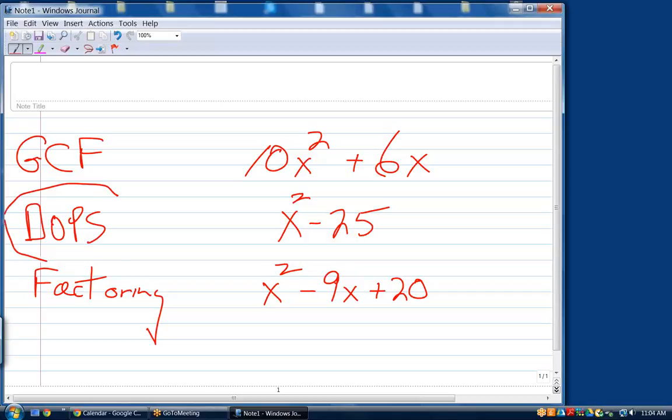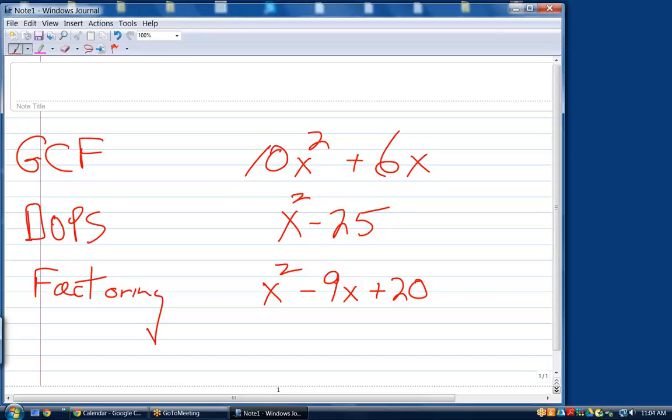is DOPS. What does DOPS stand for? Difference of what? Difference of perfect squares. Okay, in other words, why is this the difference of perfect squares? Well, because that's a perfect square, that's a perfect square, and we're subtracting them. So that's why it's the difference of perfect squares.